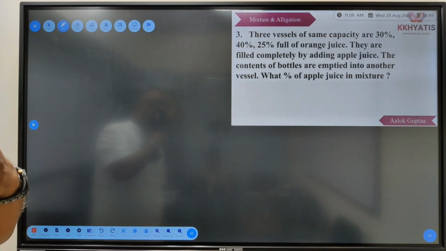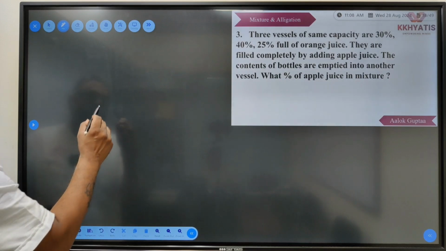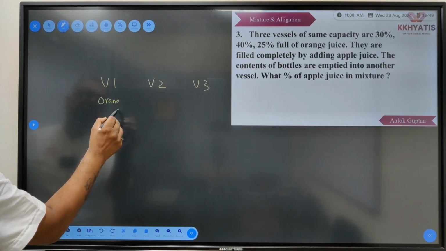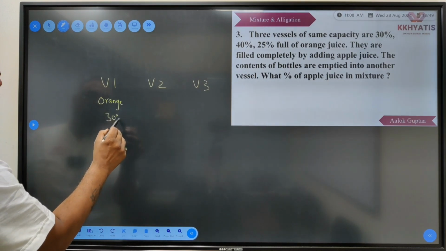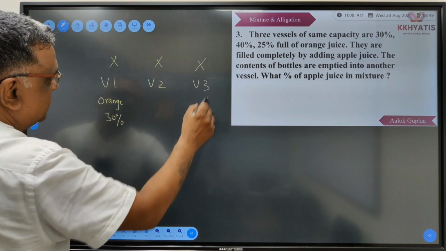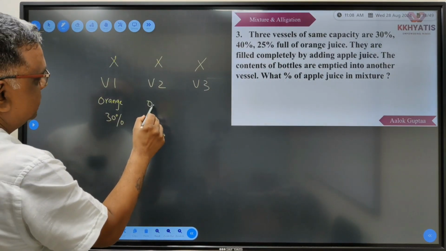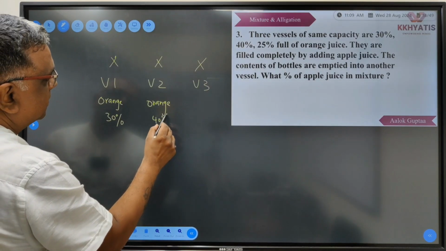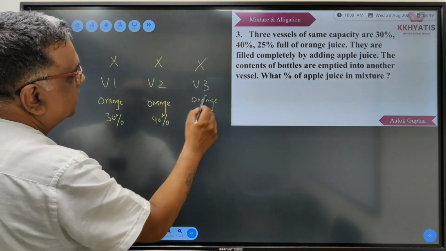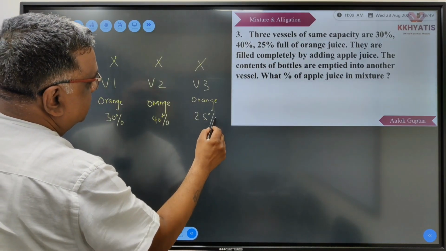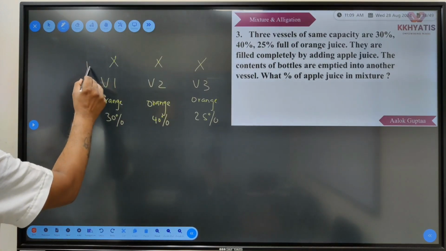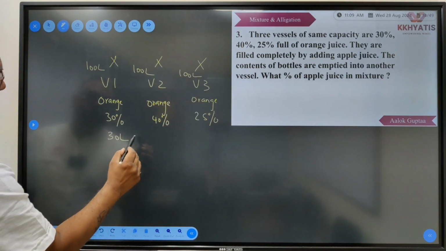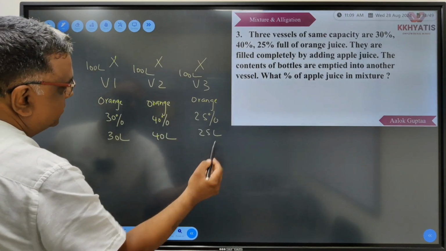3 vessels of same capacity are 30%, 40%, 25% full of orange juice. Vessel 1, vessel 2, vessel 3. So in these there is orange juice, the capacity is the same. So the capacity of this is x, of this is x, and of this is also x. In this there is orange 30%, in this orange 40%, and in this orange 25%, right? Since we are in percentages, I can take the capacity of each as 100 liters. That means this has 30 liters orange, this has 40 liters orange and this has 25 liters orange, right?